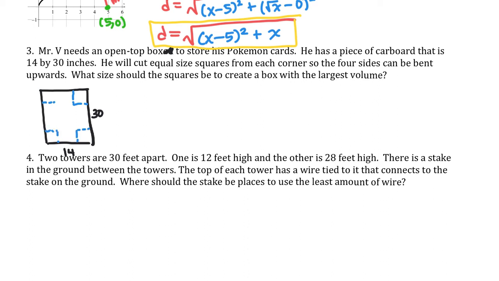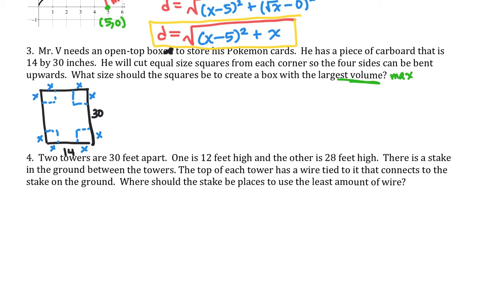And then after he cuts out the squares, he can fold up each of these rectangles on the sides to make an open-topped box. Okay, let's give a dimension. These are equal size squares, so they're all size x. Now, what are we trying to optimize here? He wants the largest volume, so we're going to find the maximum volume.